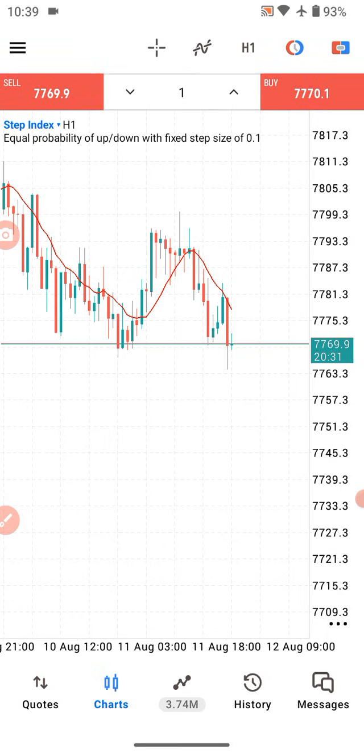So this is how I start. This indicator, this is where you're going to find it at. You see where I put it on?